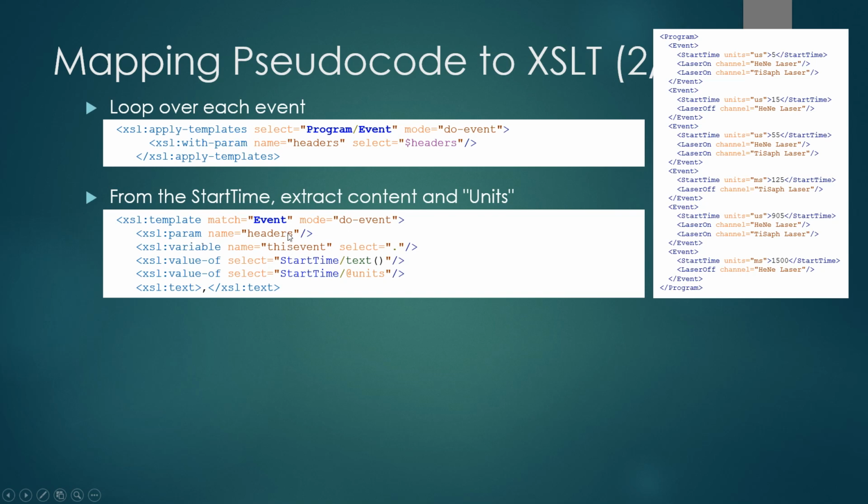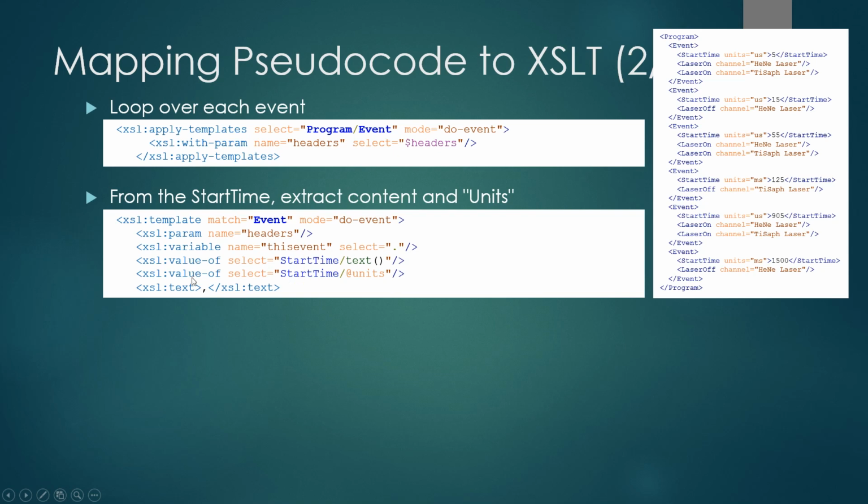It needs a param called headers. Cool, no problem. I'm going to create a variable for later storage called this event, and it's the current event. And you'll see that one in a second, but we'll skip that for a moment. We were talking about the first column. So I need the text of the start time, the thing in between the starting and closing tags, the content. So there it is in a value of, in a slightly little XPath. Remember, this start time doesn't have any slashes, so it's relative to the current event.